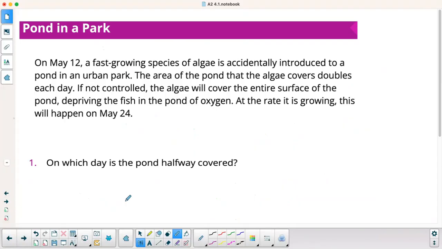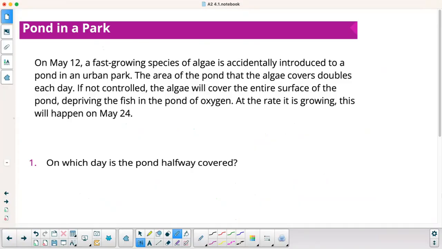All right. On May 12th, a fast growing species of algae is accidentally introduced to a pond in an urban park. The area of the pond that the algae covers doubles each day. If not controlled, the algae will cover the entire surface of the pond, depriving the fish in the pond of oxygen. At the rate it is growing, this will happen on May 24th. On which day is the pond halfway covered? So a lot of people think it's like halfway through.